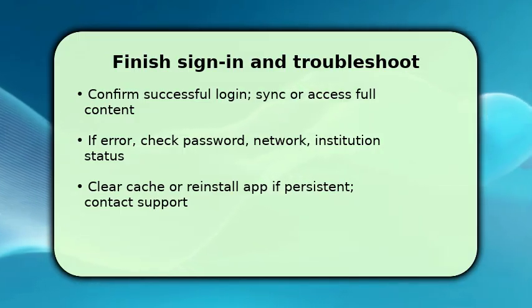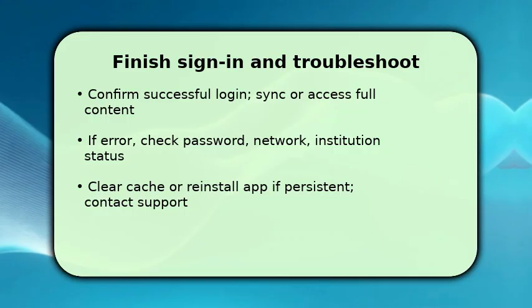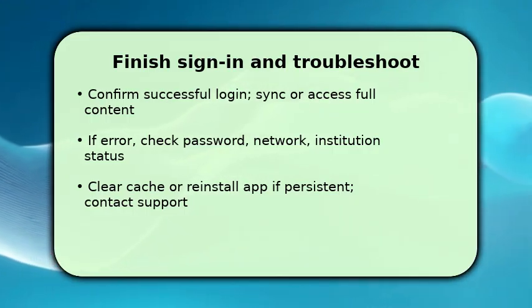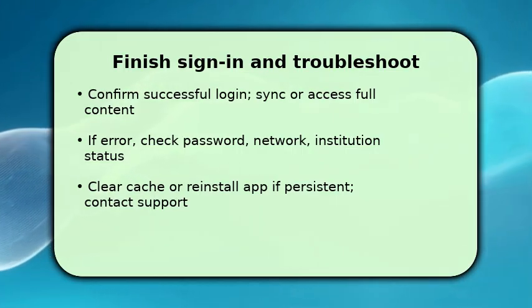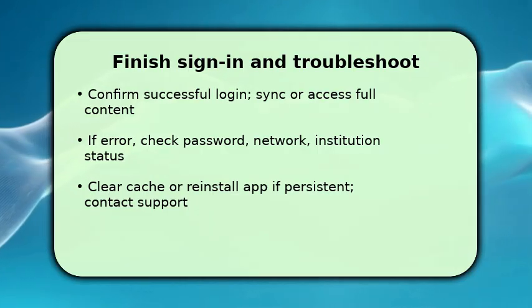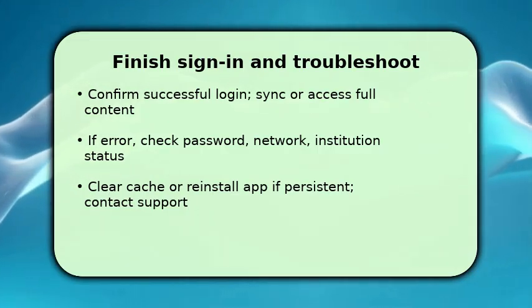If access fails, first retry entering credentials and verify your network. Institutional access can time out or require VPN. Make sure your institution's subscription is active and you're using the correct login path. If errors persist, clear the app cache or reinstall to remove corrupted state, and contact UpToDate support with screenshots of error messages.